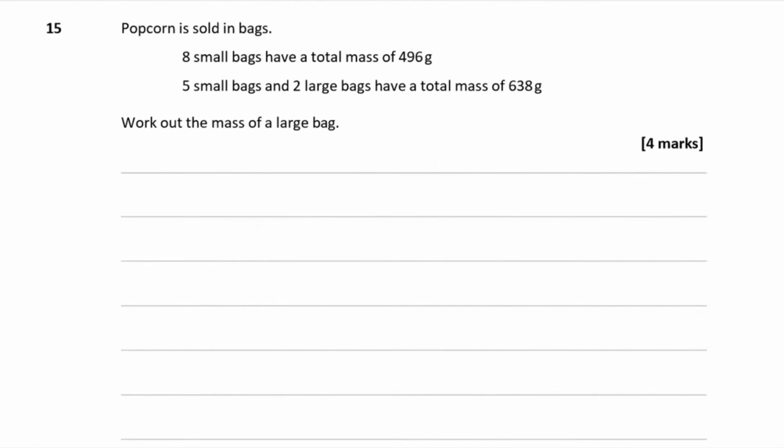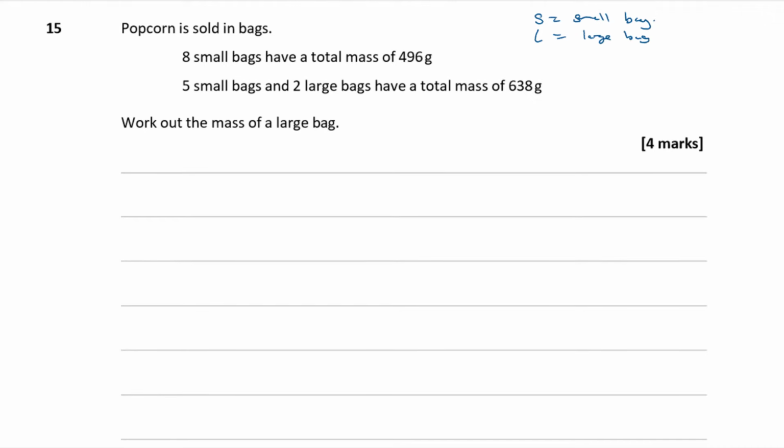Question 15. Popcorn is sold in bags. 8 small bags have a total mass of 496 grams. 5 small bags and 2 large bags have a total mass of 638 grams. Work out the mass of a large bag. Okay. So I'm going to form some equations here. I'm going to let S be the mass of the small bag, and let's do L is the mass of a large bag.